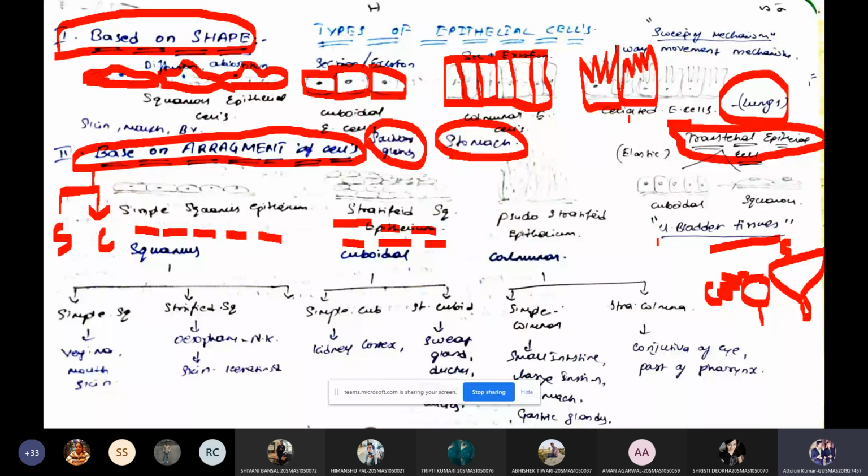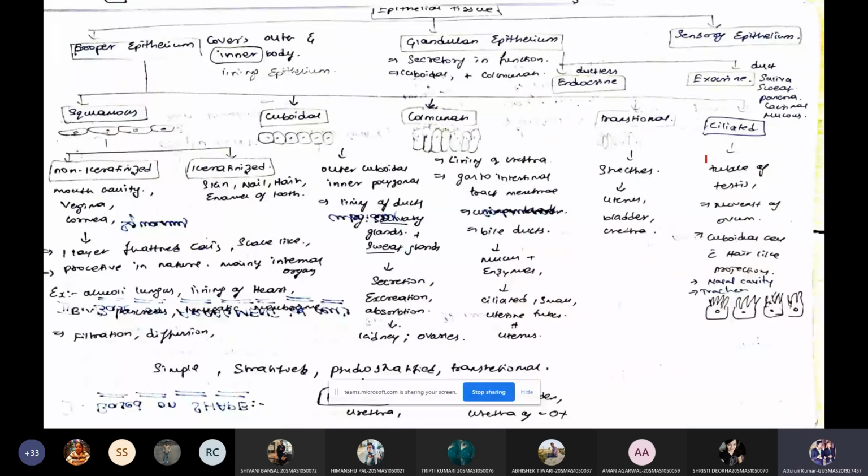Then the third one is pseudo-stratified. What is the meaning of pseudo-stratified? Pseudo-stratified means false stratified tissue. Very good. False stratified tissue. I will give an example here. Just a second.